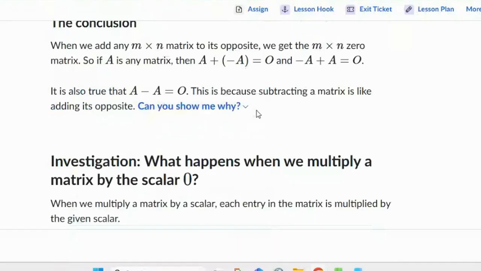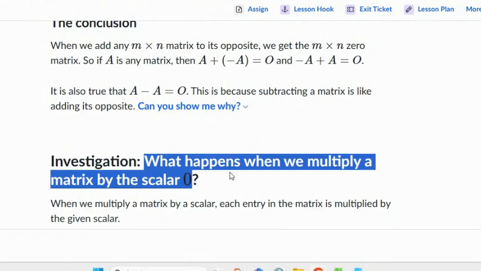So in conclusion, if we add any m by n matrix to its opposite, A plus negative A, we get the zero matrix. Or negative matrix to the positive matrix. It's a zero matrix. It's also true if we subtract a matrix from itself. A matrix A minus matrix A is zero because that just makes sense. It's like 3 minus 3 equals what? Yeah, it's zero. What happens when we multiply by the scalar zero?